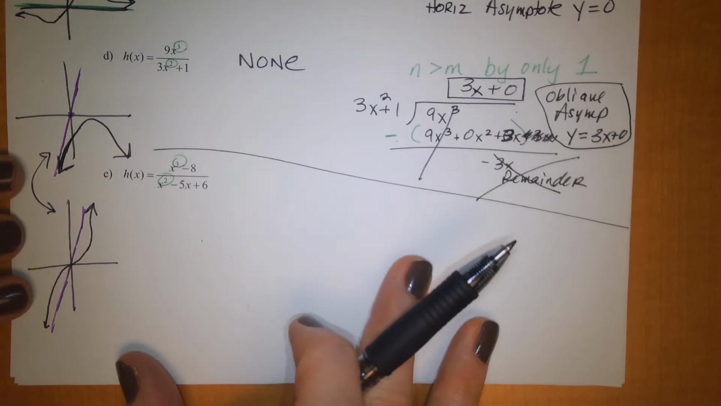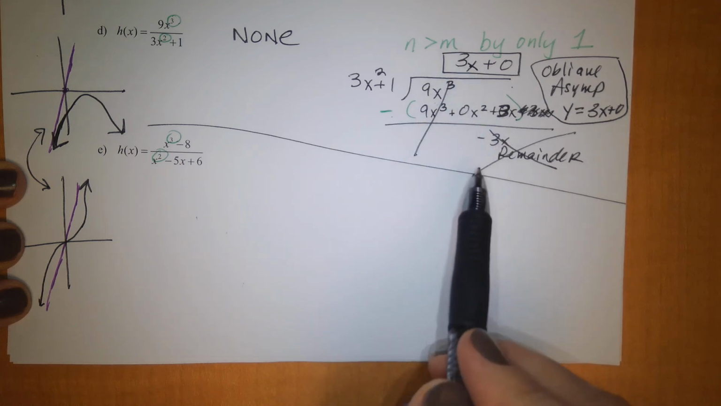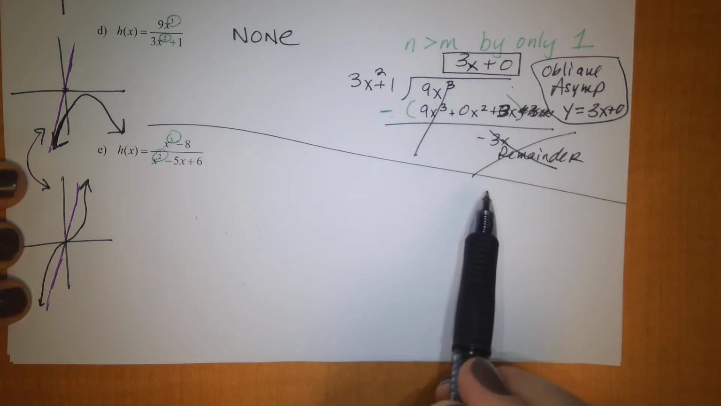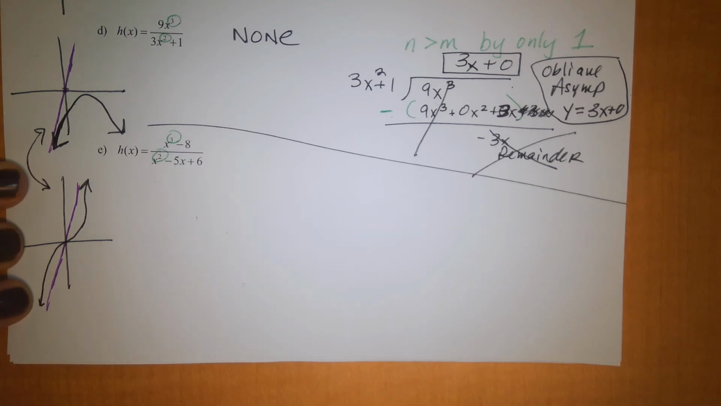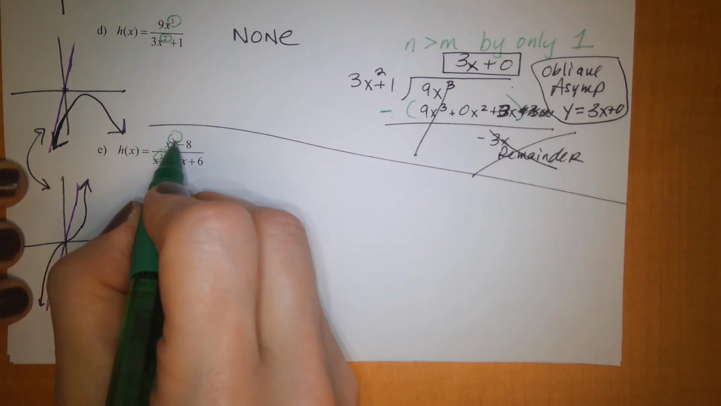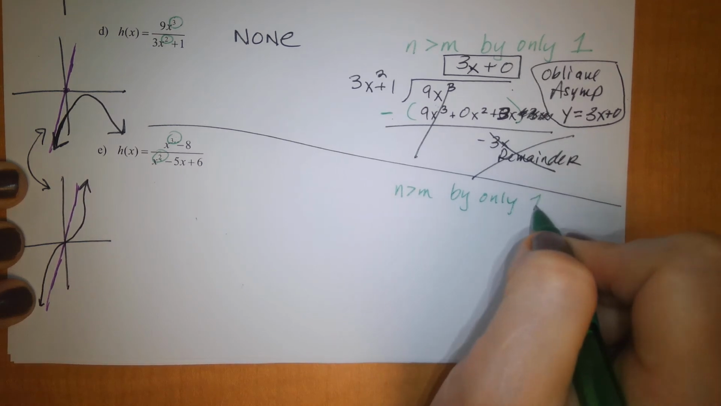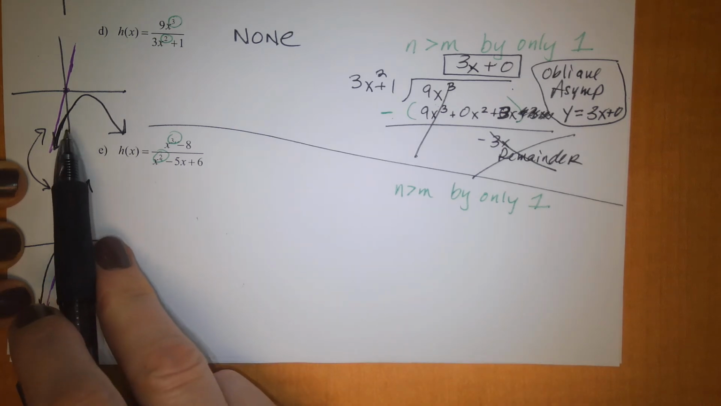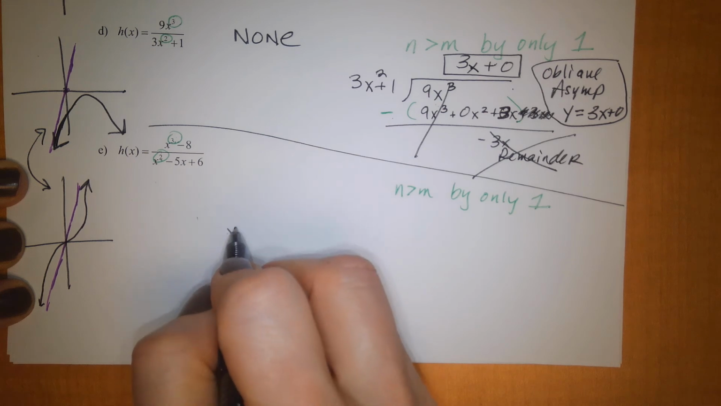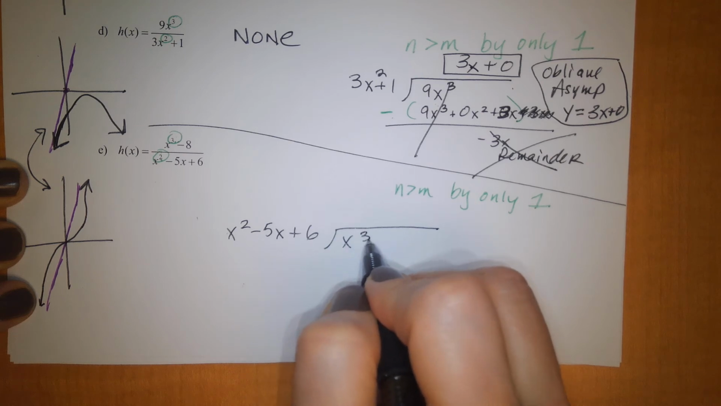Okay? All right, so this graph down here, first thing I'm going to do is I want to find the horizontal or oblique asymptotes. So in order to find the horizontal or oblique asymptotes, what I'm going to do is compare the numerator to the denominator. Certainly the numerator is bigger than the denominator by only 1. Since it's bigger by only 1, that means we have an oblique asymptote. And to find this oblique asymptote, I'm going to have to divide. So I'm going to take the denominator, and I'm going to divide it into the numerator.